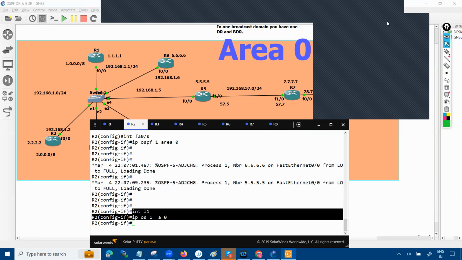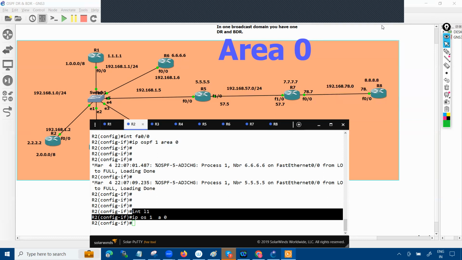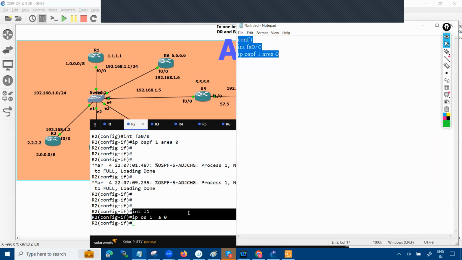What is the use of the network statement, guys? Anyone can explain to me? Sorry, I mixed up the question. The network statement is used to enable the interface into the particular routing protocol, right? What is the use of this command again? Interface level, IP OSPF 1 area 0. The same thing. Used to enable the interface into the routing protocol.